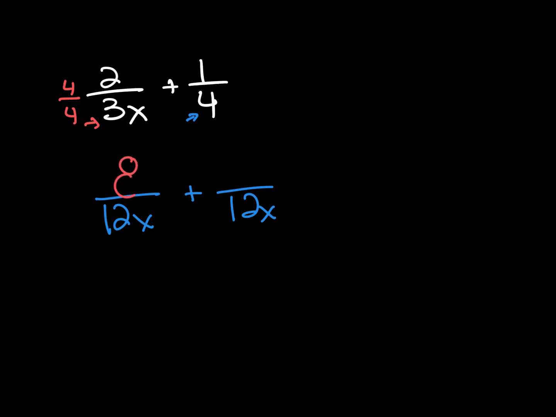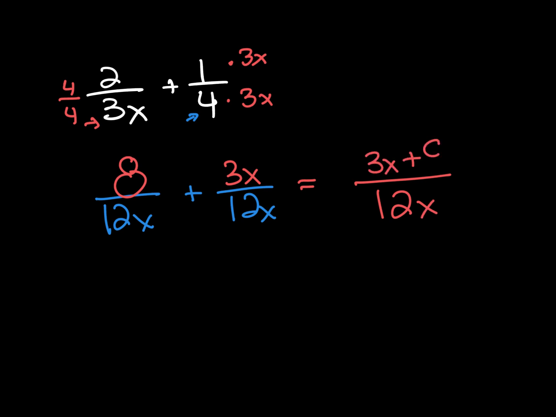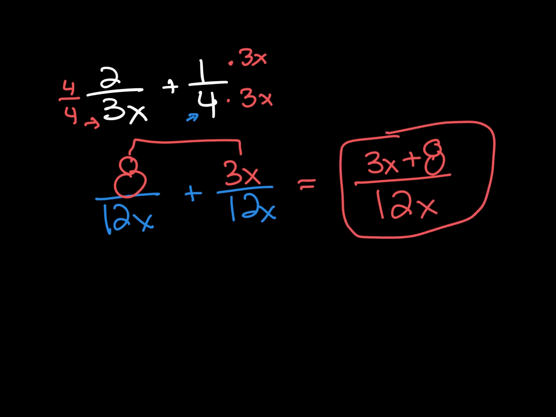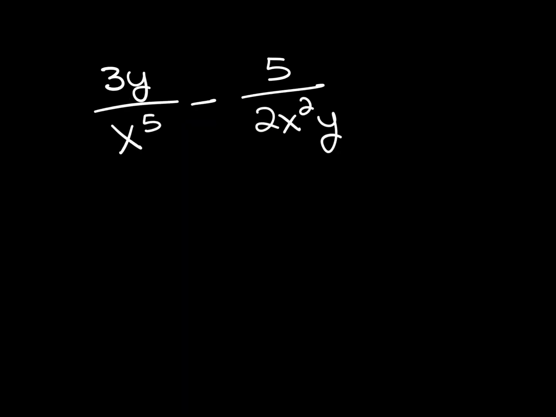So my new numerator is going to become 8. And for the second one, the bottom needs to get multiplied by 3x to become 12x. So you just want to make sure you do the same thing at the top. Now the denominators match, and I can put these together. But something else that I noticed is that 3x and 8 are not like terms, so don't try to force them together, but we are going to write them as a sum. Let's try a few more where we have to find a common denominator.